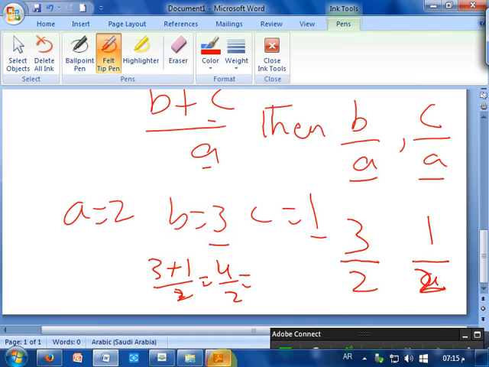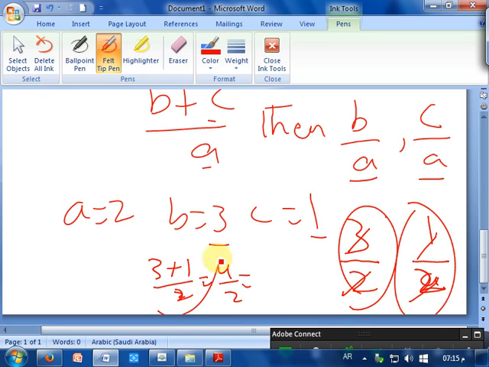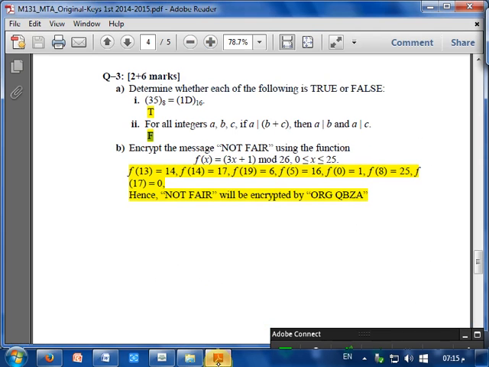You have to take whether it's 2 and 3. You will get a remainder, so it means it is not divisible. 1 by 2 is not divisible. So these are not divisible, but the sum is divisible. It means they are not equal. The question says that for all integers they are equal, but it is not equal. So you write it as false.